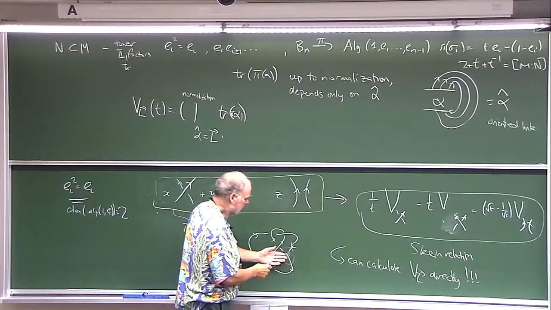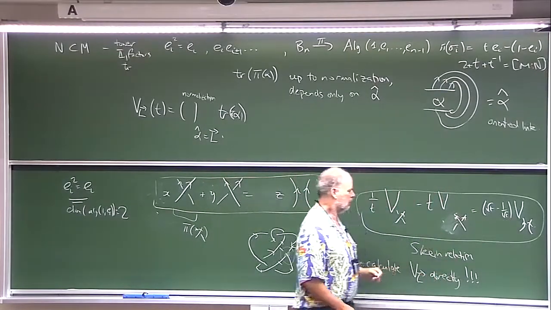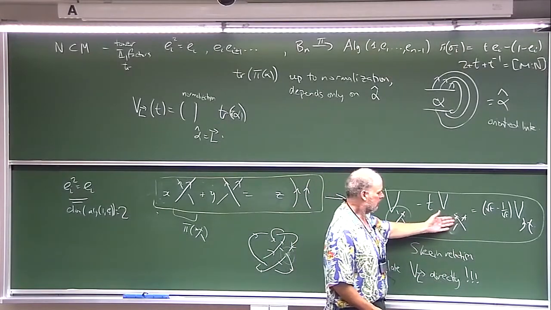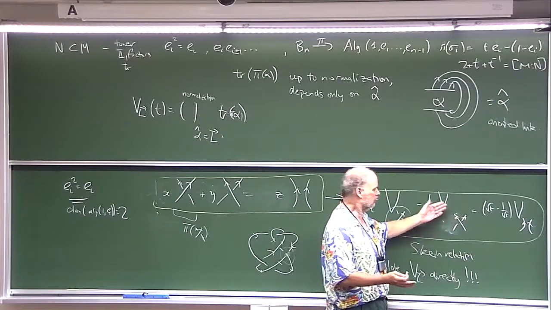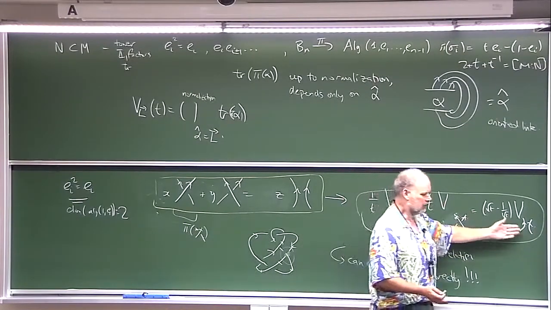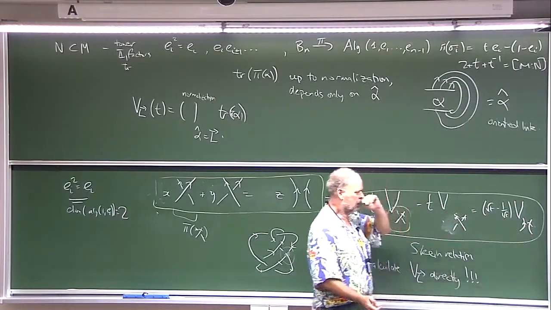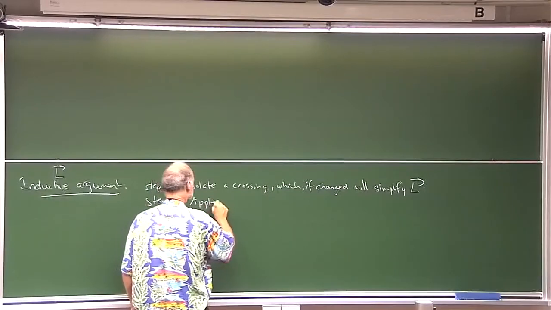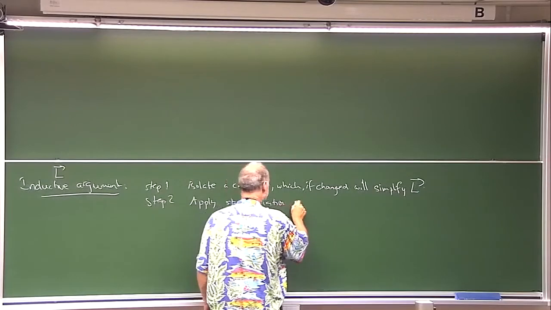So you take that link and apply this relation at that crossing. Then if this is the crossing that you've chosen, then this here, the link with that crossing reversed, is simpler by choice. Therefore, by induction, you already know V for it. On the right-hand side, the crossing has absolutely disappeared. So it's much simpler. So you certainly know the polynomial for that. So step 2, apply Skein relation, and induction.